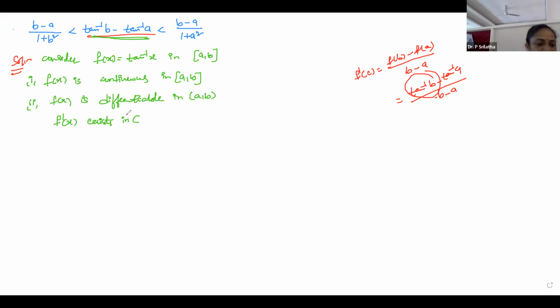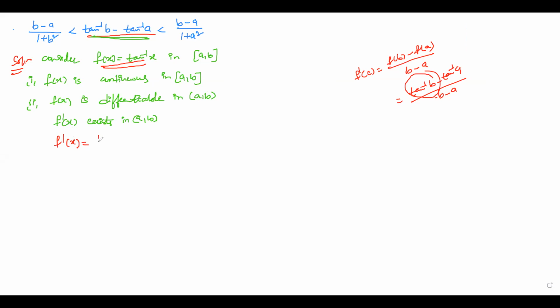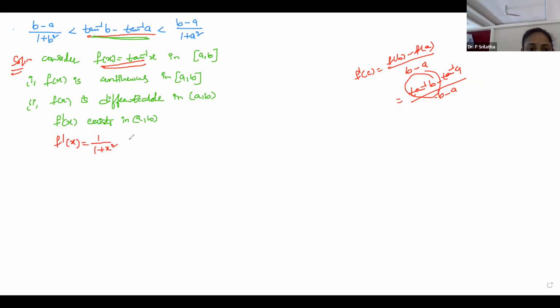So if it exists, it means we need to find the f dash of x value, right? Here f of x is tan inverse x. f dash of x is 1 by 1 plus x square, which exists in the open interval a comma b, isn't it?